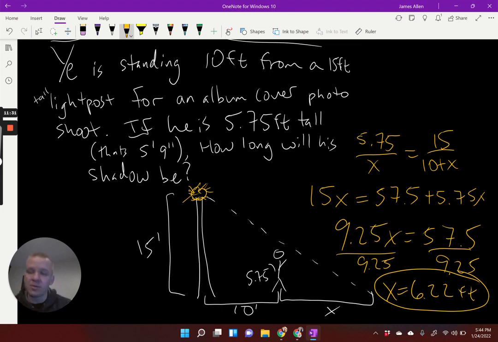Yes, decimals or fractions can occur on this one. These were obviously kind of messy numbers, but whatever. There we go. Main thing is that setup there, guys.